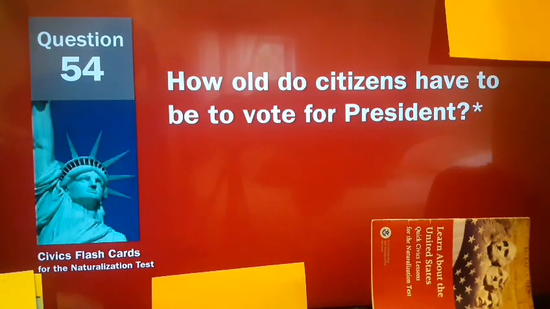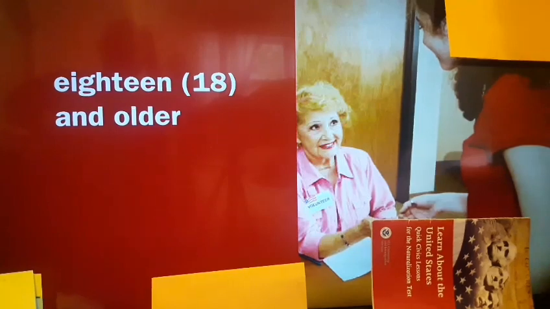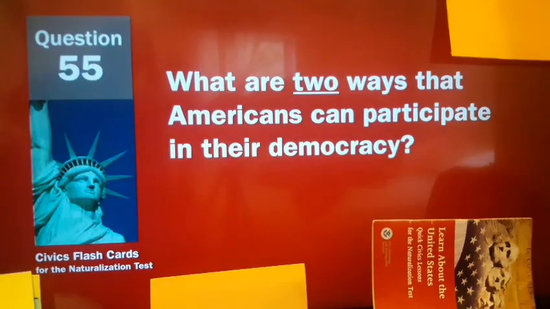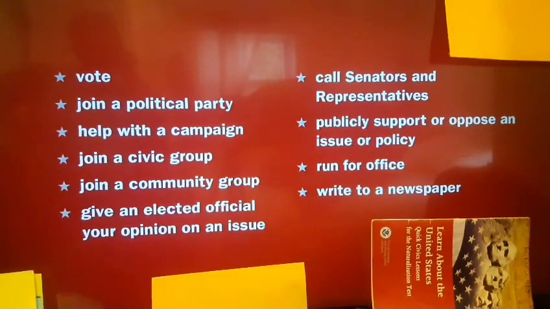How old do citizens have to be to vote for president? 18 and older. What are two ways that Americans can participate in their democracy? Vote. Join a political party.